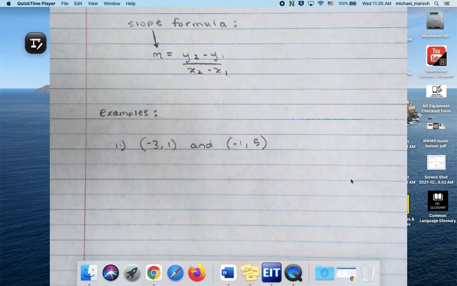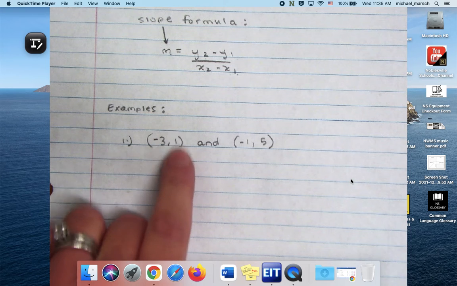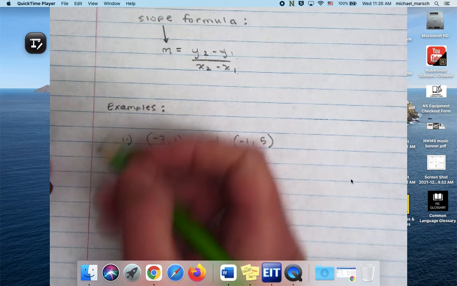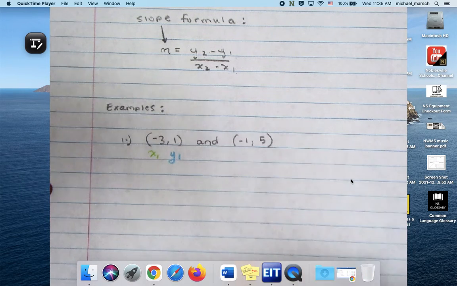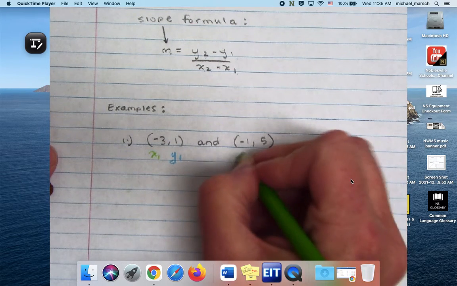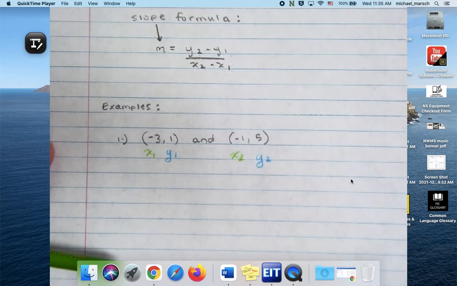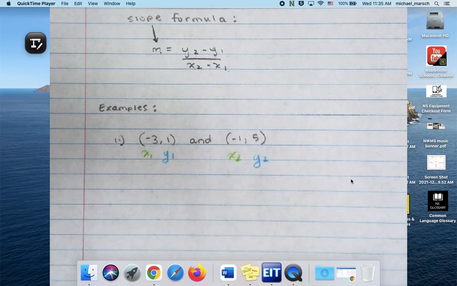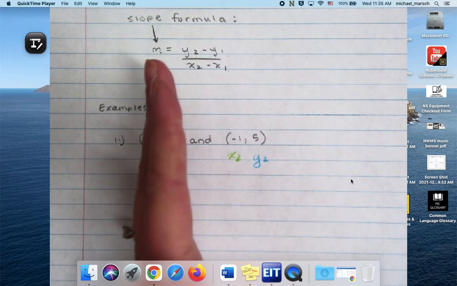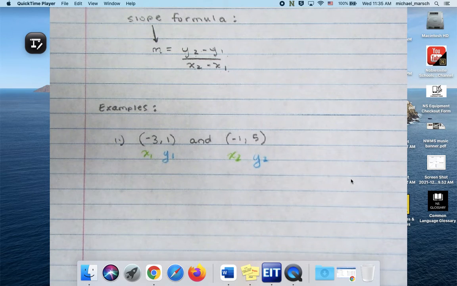So the first thing we need to do is label the ordered pairs, right? The first one is an x, second one is a y. So what I have here is x1 and y1, and then x2 and y2. And the reason that they're named x1, y1, x2, y2 is because this is the first ordered pair. This is the second ordered pair. That's it.